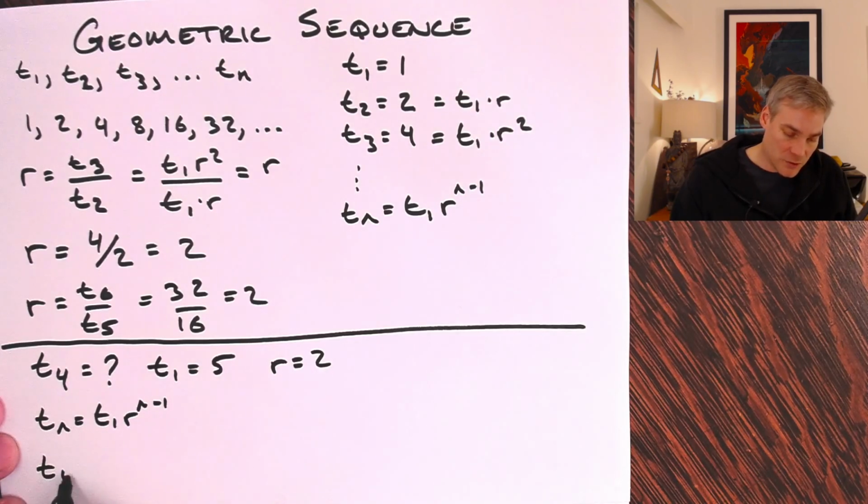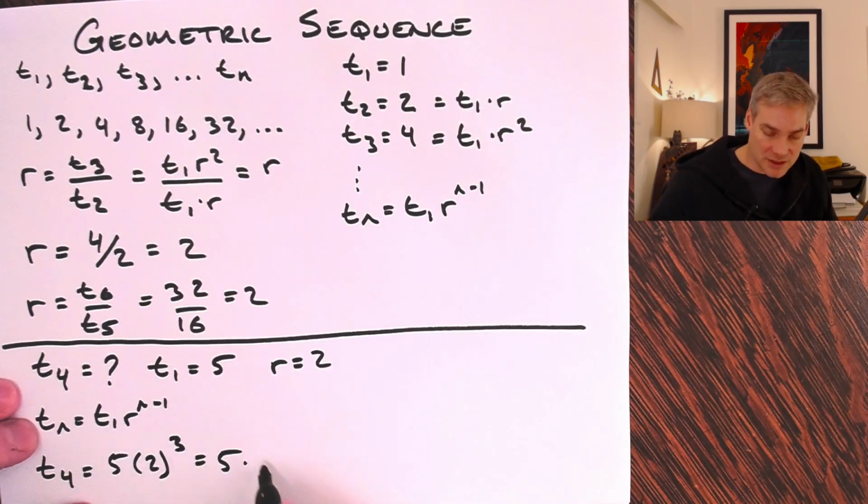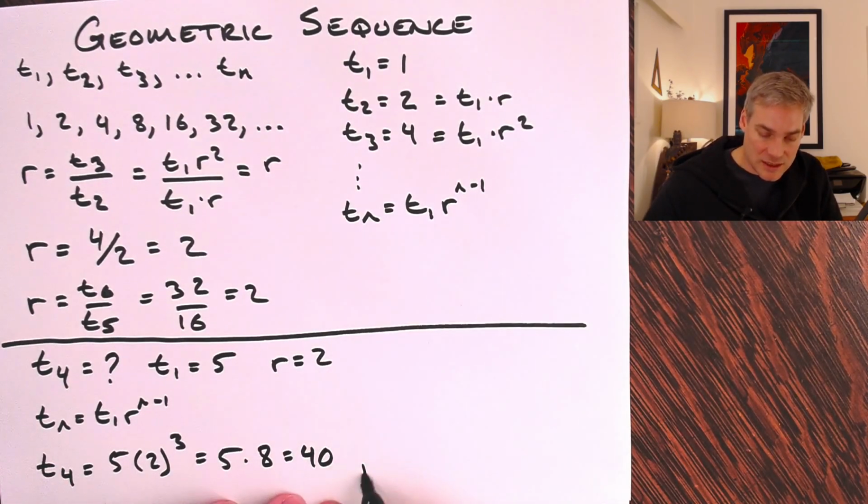Okay, so t4 is then t1 here, 5. My ratio is 2, and 4 minus 1 is 3. So that's 5 times 2 to the power of 3, which is 8. And that's 40. So t4 equals 40.